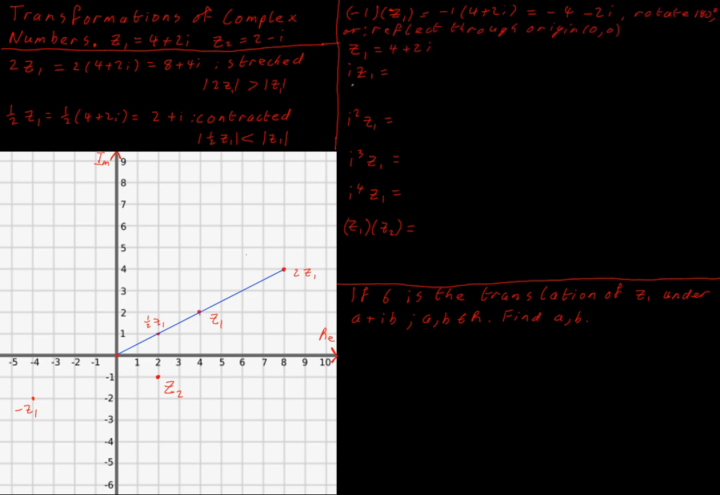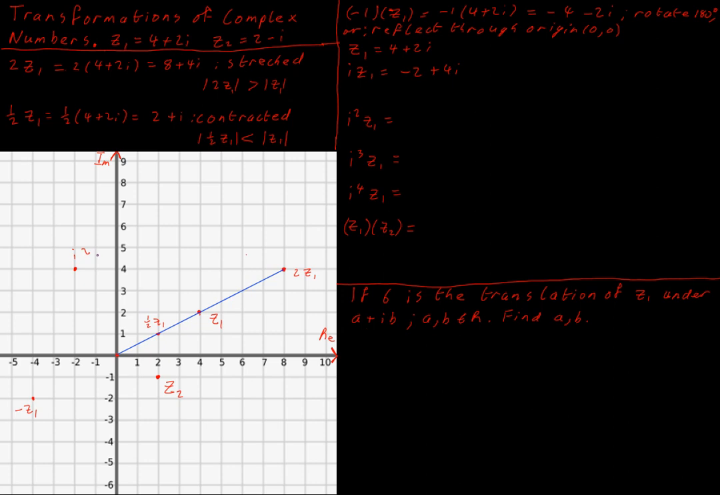Now what happens if we start multiplying by i or i squared? If we keep multiplying by i over and over again, what effect is that going to have? Well, if I multiply i by this, I'm not going to show my workings here, I'm just going to give you the answers. We'll end up with minus 2 plus 4i. What does that look like? We have minus 2 on the real plus 4i.